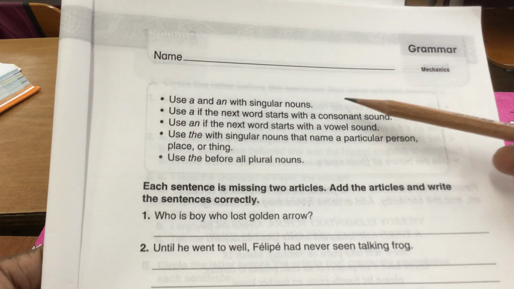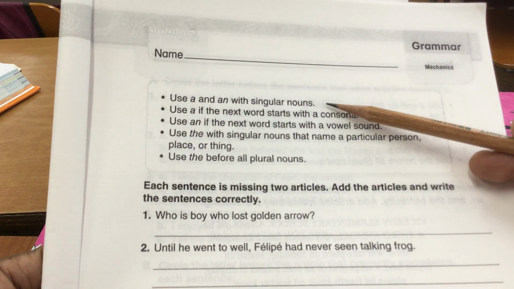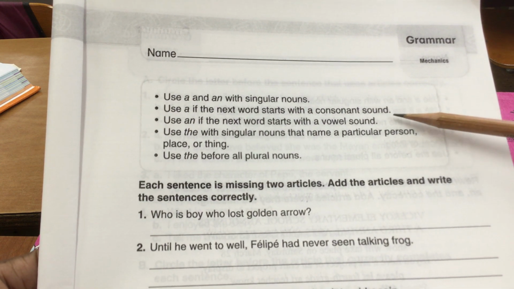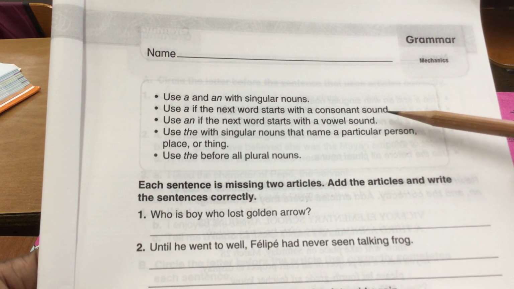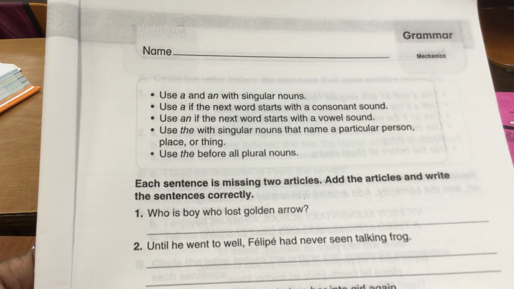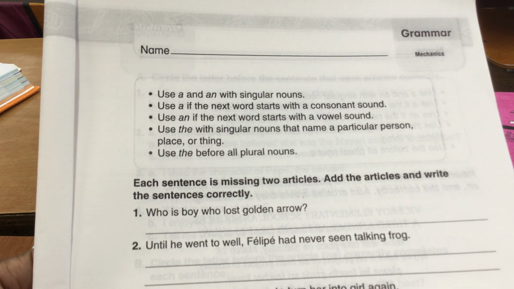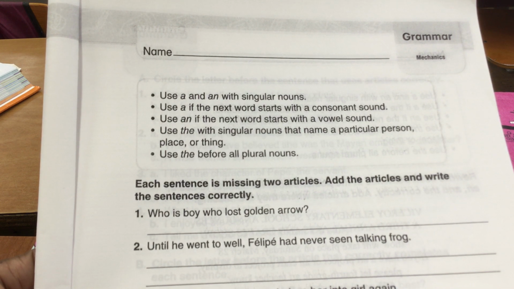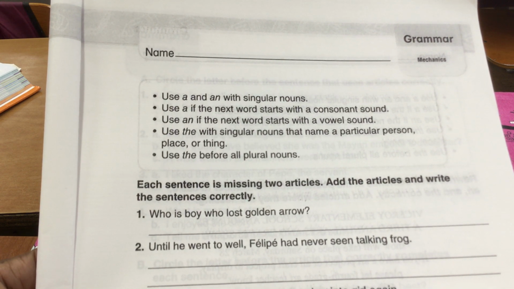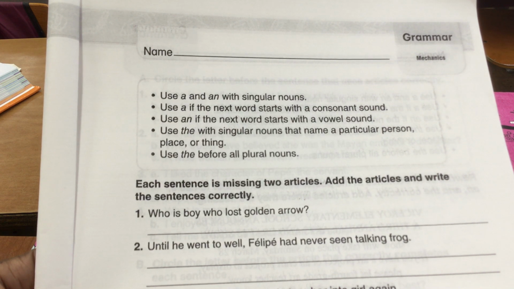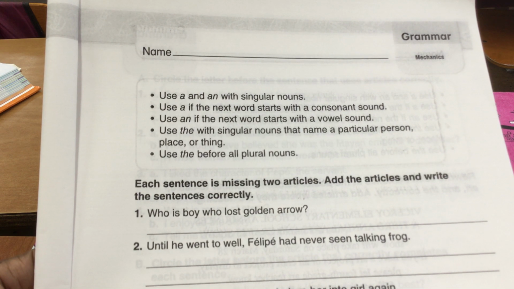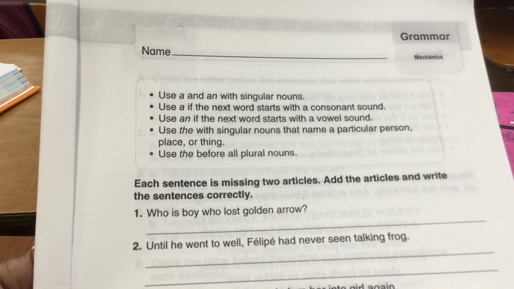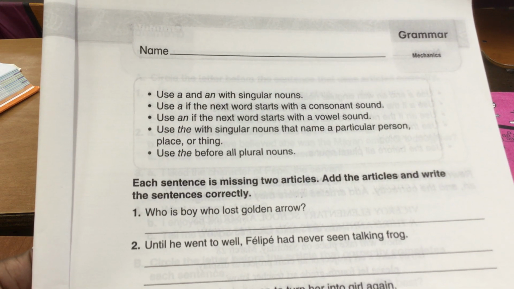Point number 1, use a and an with singular nouns. Point number 2, use a if the next word starts with a consonant sound. Remember, consonants are letters such as B, C, D, F, G, and so on. Point number 3, use an if the next word starts with a vowel sound.